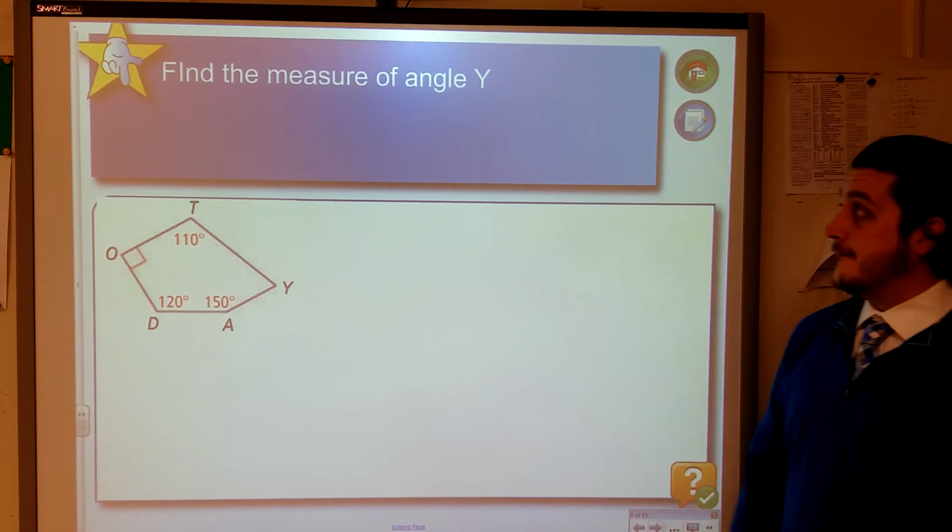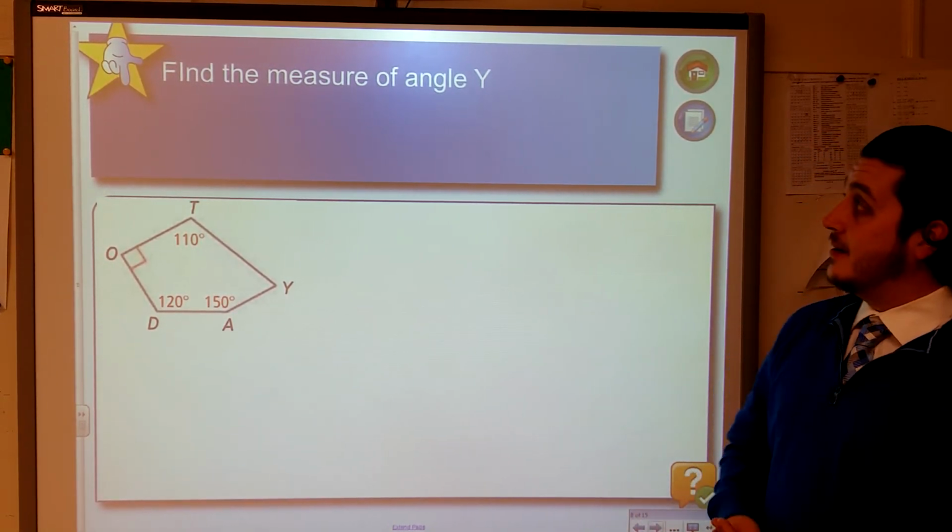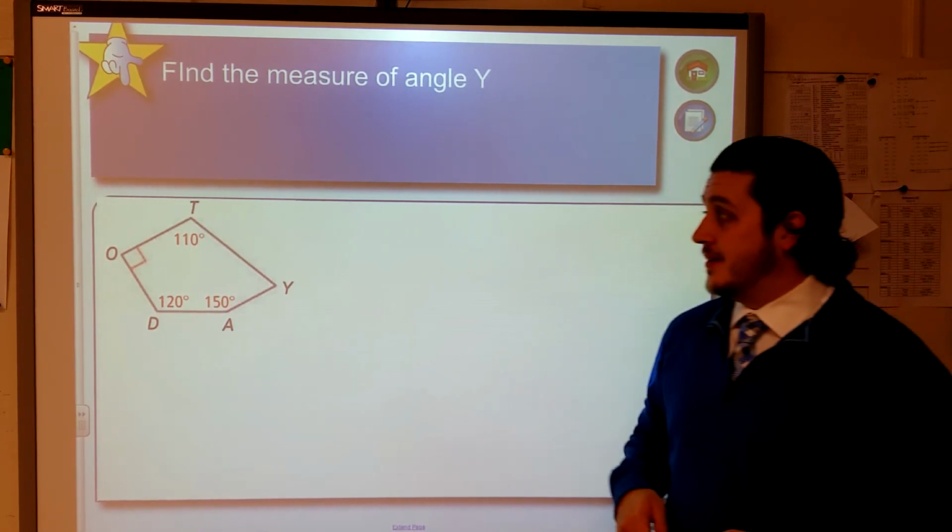Alright. Little curveball for you. Find the measure of angle Y.